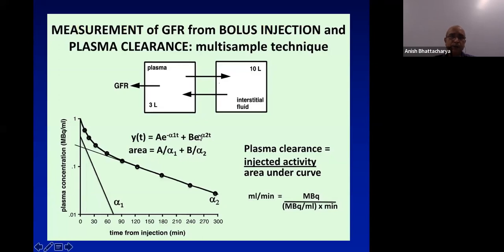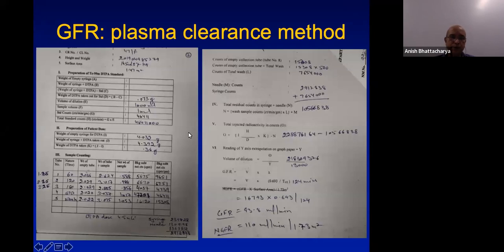To measure using the plasma clearance method, you give a bolus injection and you collect timed samples, as I said. So this is a multiple time sample. You have a bi-exponential clearance. So the area under the curve is used. Either you can use a bi-exponential or a single exponential method. There are many different methods to calculate. So we use a multisample method when a really accurate estimation is required. There's a complex formula for calculating. I'm not going into that because of lack of time.